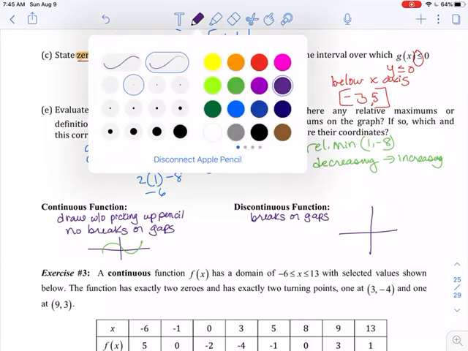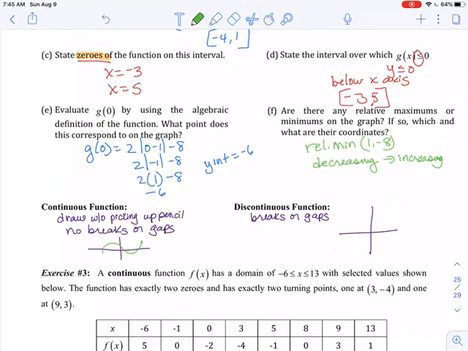What does that look like? I can have something like this. It ends here. Then there's a gap. And then it keeps going. Remember, the open circle is if I'm not including that point. The closed circle would be that I am including that point. But you can see that there's a break there.